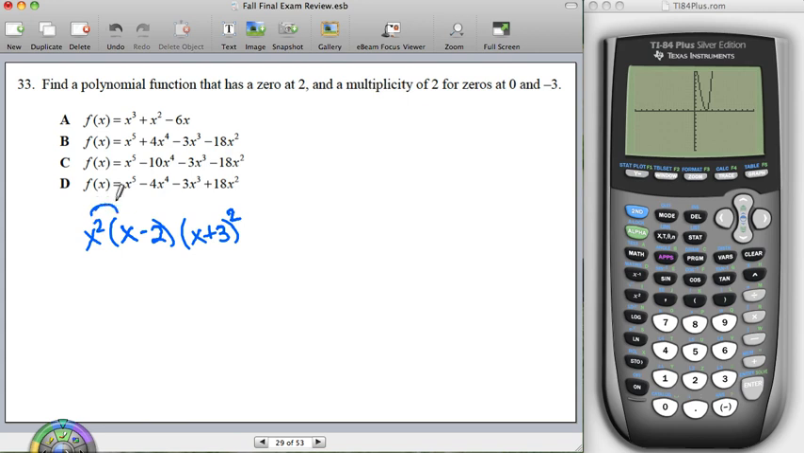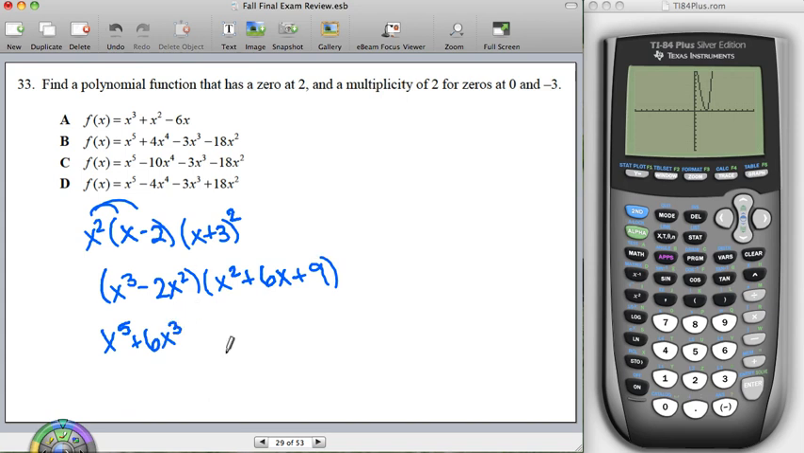I'm going to go ahead and distribute the x squared into that first parenthesis, so that gives me x cubed minus 2x squared. This I'm going to square, so that's x squared plus 6x plus 9. This you just need to multiply out, so x cubed times x squared is x to the fifth. x cubed times 6x is 6x to the fourth. x cubed times 9 is 9x cubed. Negative 2x squared times x squared is negative 2x to the 4th. Negative 2x squared times 6x is negative 12x cubed. And then negative 2x squared times 9 is negative 18x squared.